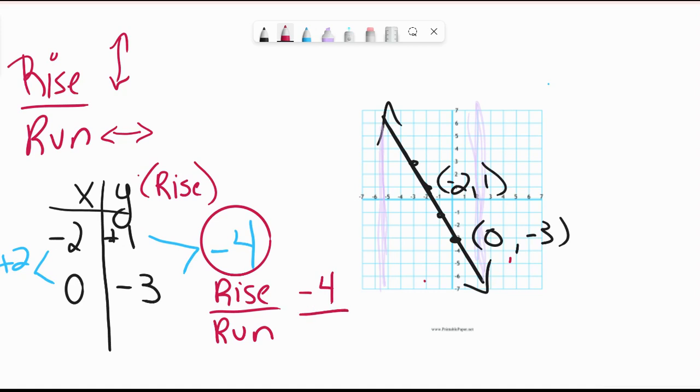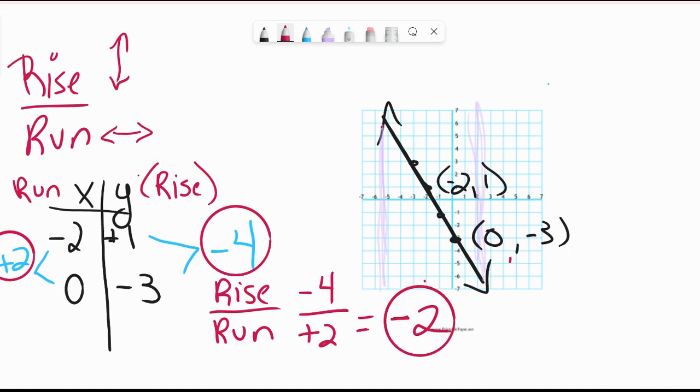That's how my y's are changing. And if I look at my x, they're changing by a positive 2, so that's my slope. Now, you can simplify these numbers. 4 over 2 is 2. And it's a negative divided by a positive. Pay special attention to that. A negative divided by a positive means my answer is going to be negative. The slope is negative 2. And you can see because I made these vertical lines, it makes the letter N. That's because my slope should be a negative number.